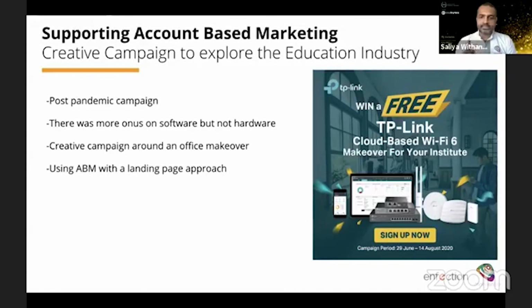So again, messaging needs to be key. Your targeting needs to be spot on. And I think timing is also key. So this approach really worked well for TP-Link as well.